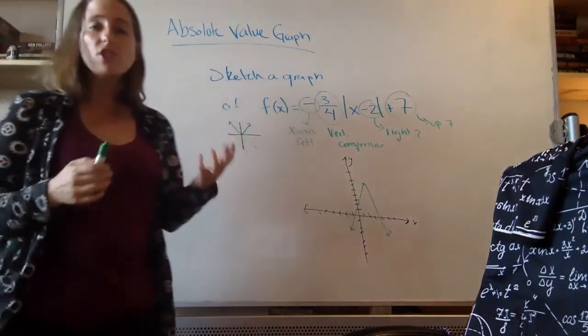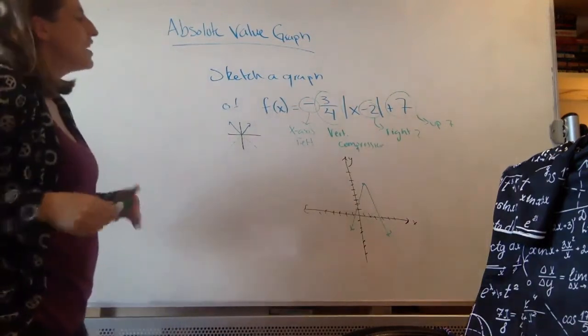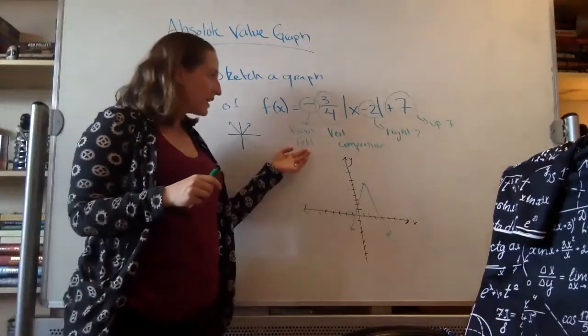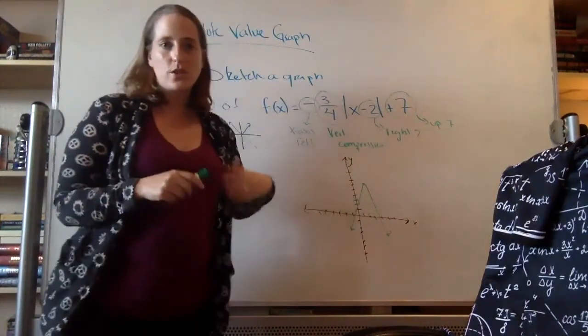In general, sketching absolute value graphs is not too terrible as long as we can identify our reflections, horizontal and vertical shifts, and vertical stretches or compressions.